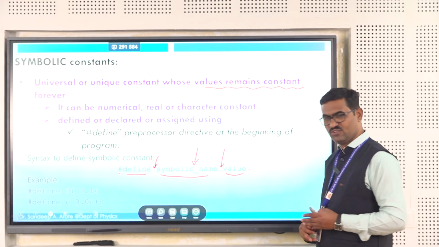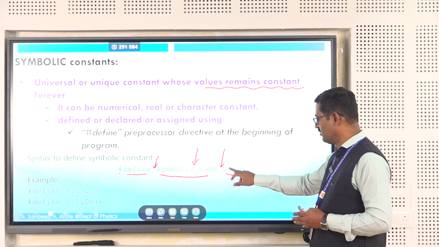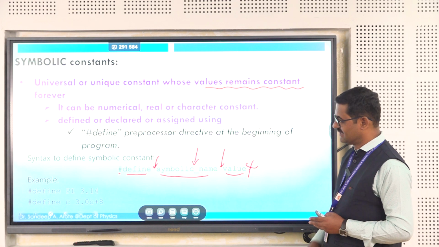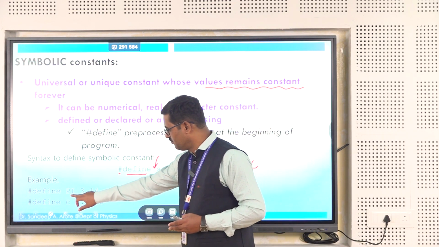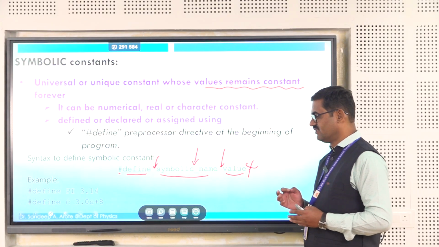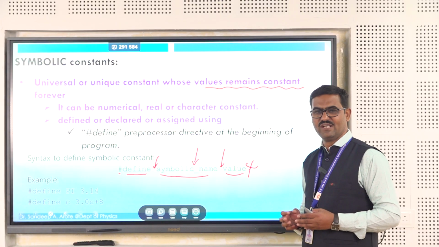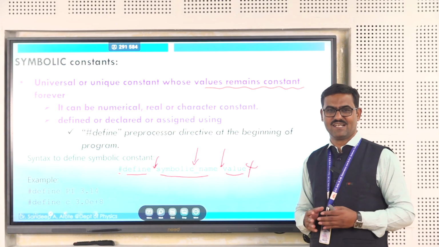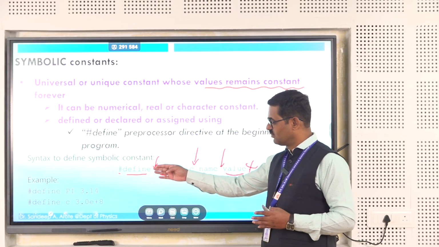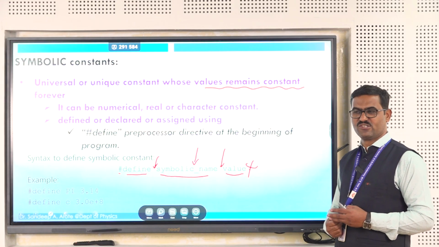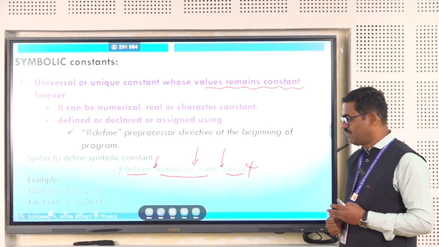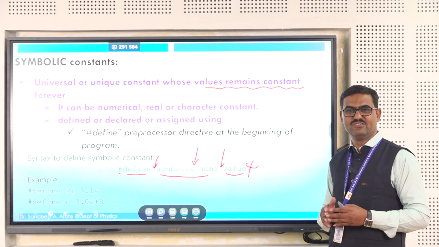Remember, there should not be any full stop or any semicolon or comma or colon after this particular value, that is not allowed. Now, you can see the examples. Number sign define pi 3.14. What does it mean? It means the value 3.14 is assigned to the name pi, and pi is treated as a universal constant or symbolic constant. Now, after execution of this statement, what will the compiler understand? It understands that pi is a symbolic constant having value 3.14.